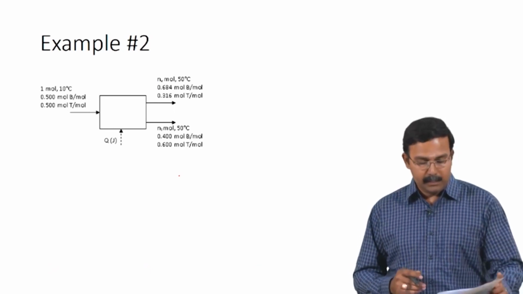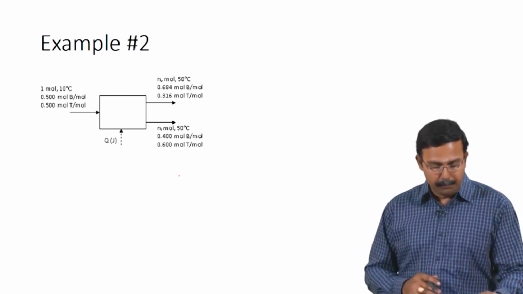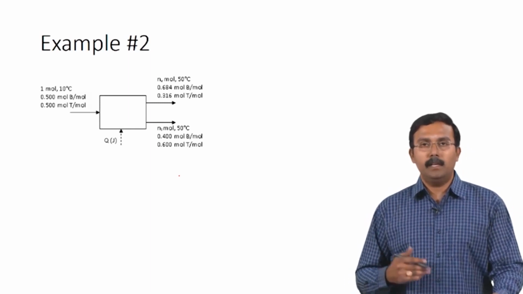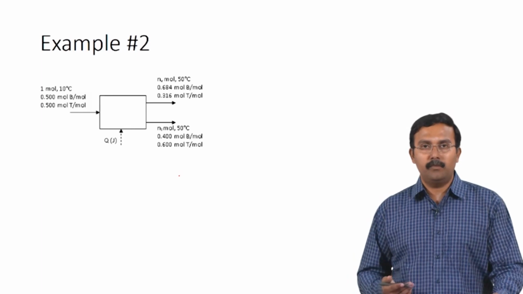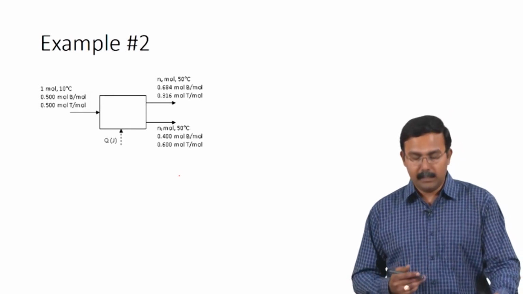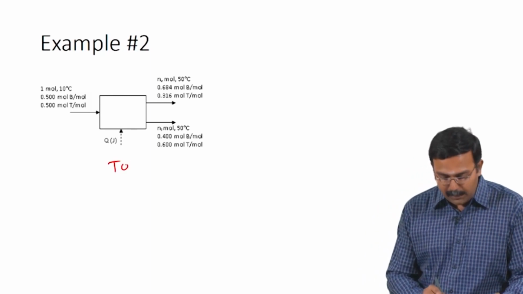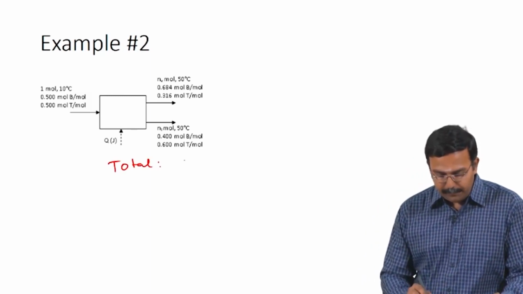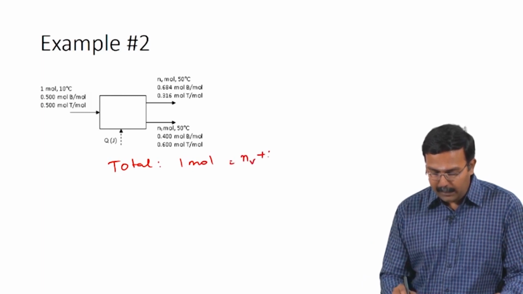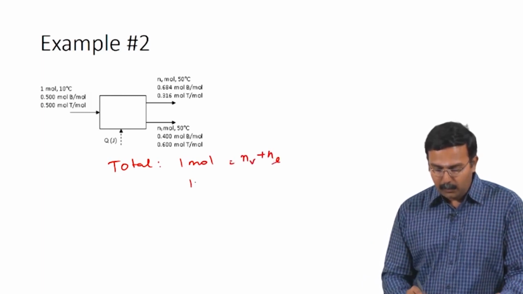So, the material balance here is reasonably simple. We have a 2 component system where there are 2 unknowns. So, we can directly write the 2 equations and solve for them. So, the first equation which we can write would be the total balance equation. So, the total balance for this system would be 1 mole equals NV plus NL. So, this is the one equation, NV plus NL equals 1.